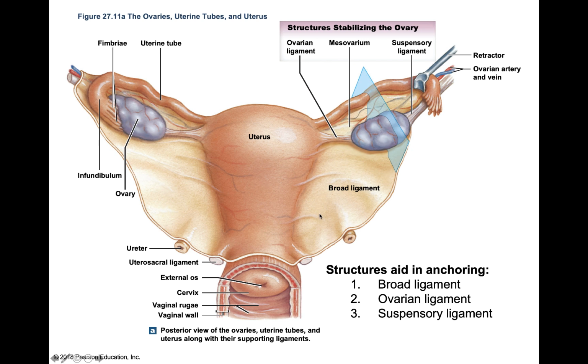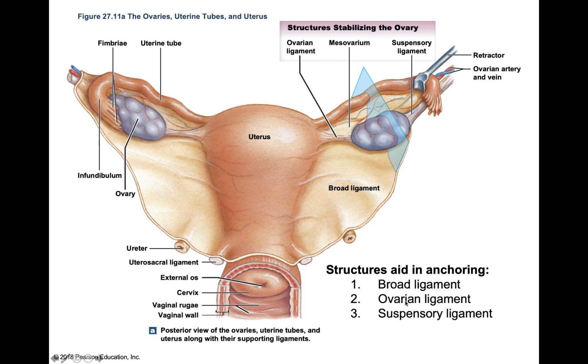So there is the broad ligament. It's going to anchor the uterus to the pelvis. The uterus is going to contract during the menstrual cycle, fertilization, and also during childbirth, so it's going to move around. So keep it held in place, the broad ligament is going to anchor the uterus into the pelvis.